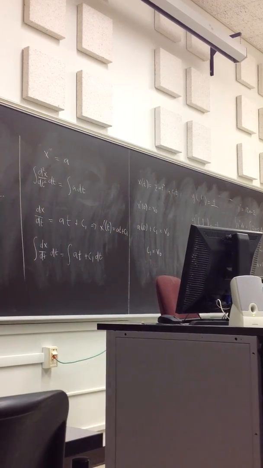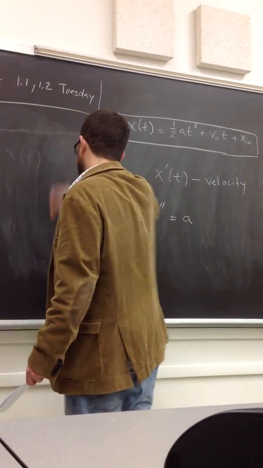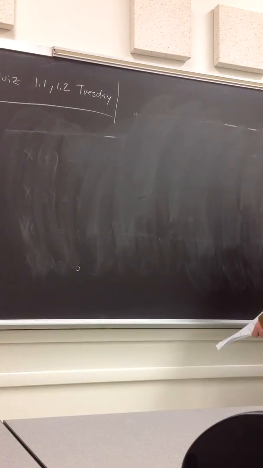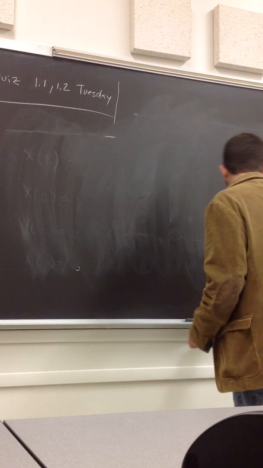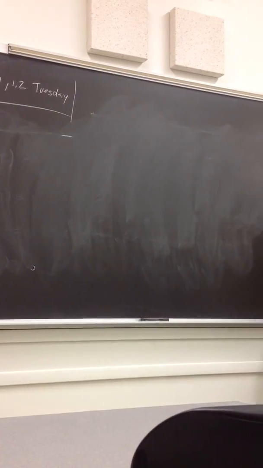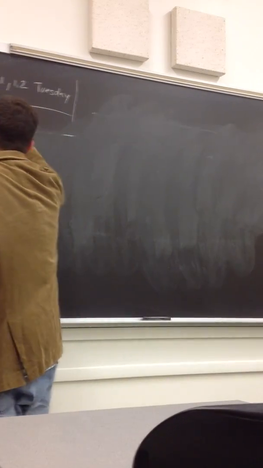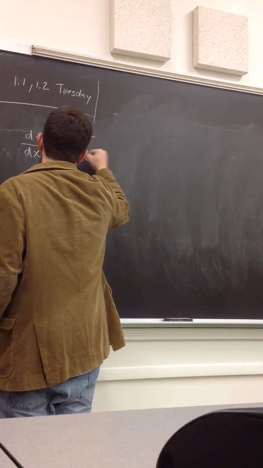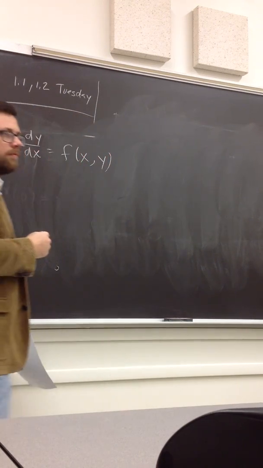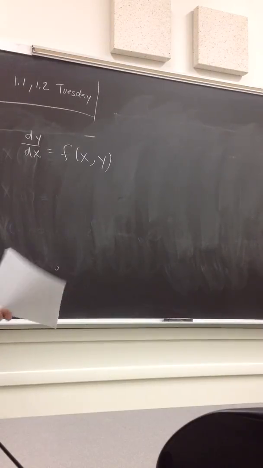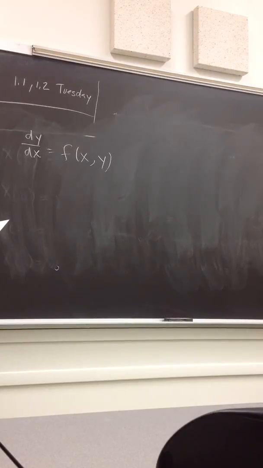So the most general form of a first order equation, if you were to isolate the derivative, is dy/dx equal to some function of x and y. Okay, so any first order equation can be written this way. All you do is isolate the first derivative and solve for it.